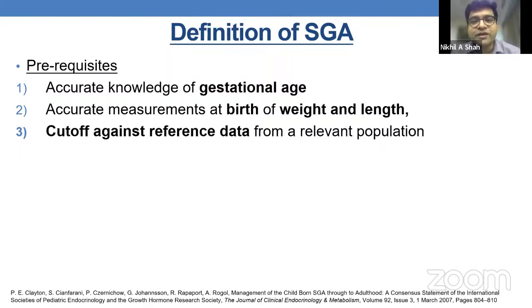So what is the definition of SGA? I think this is very, very important. Before knowing the definition of SGA, we need certain prerequisites. The first and most important thing is an accurate knowledge of the gestational age, so at what week the child is born. We need accurate measurements of birth weight and length. In India, birth weight is routinely recorded, but birth length is still not recorded in a lot of places. And we need a cutoff against reference data from a relevant population. So we need to compare the child to other children.